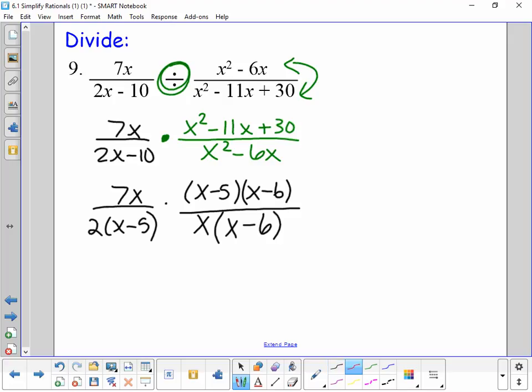Now that I have everything factored, now I can look for things that might reduce. Looks like the x minus 6 is reduced. The factor of x minus 5 reduces. And the factor of x reduces. This leaves me with a solution of 7/2.